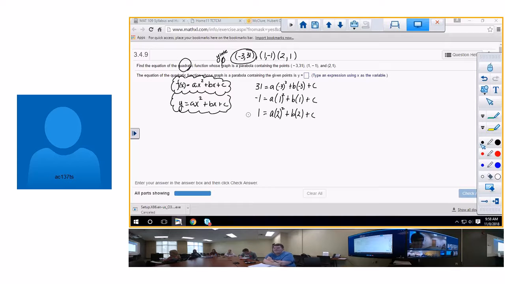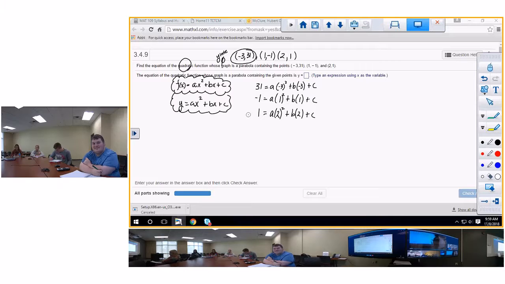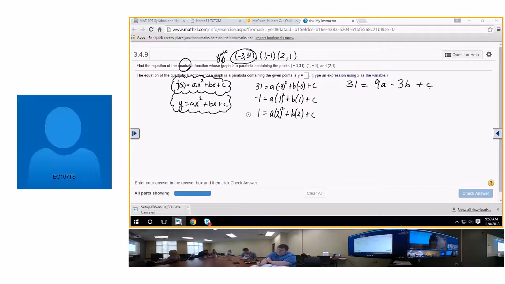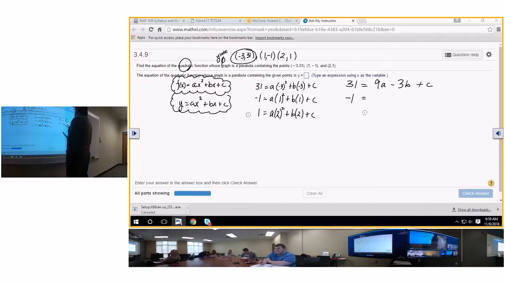So here we go. 31 is equal to, what's negative 3 squared? 9a minus 3b plus c. Negative 1 is equal to, punch out in your calculator, 1 squared, 1a plus 1b, and I'm doing that for a reason, plus c. And 1 is equal to 4a plus 2b plus c.